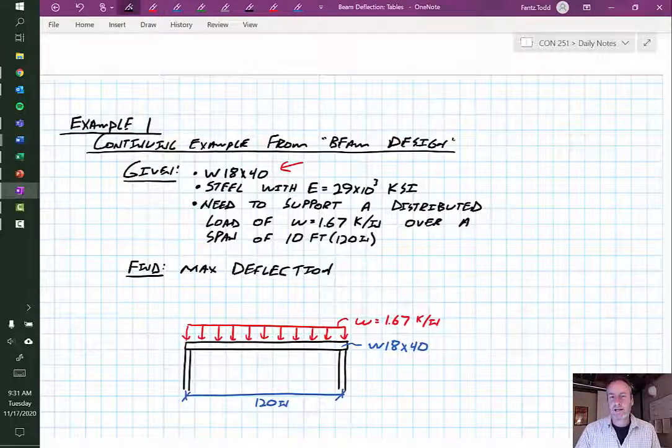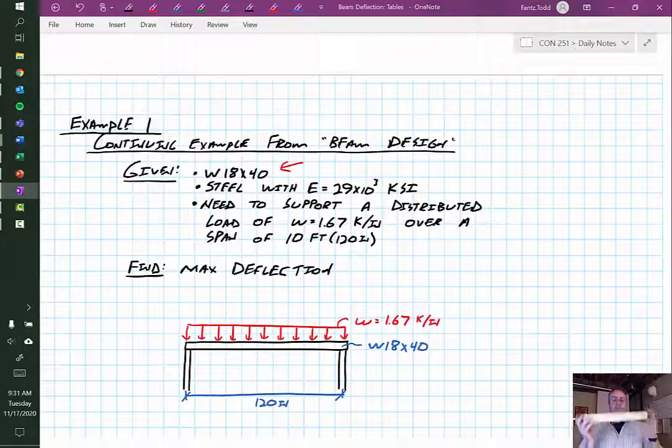The next step in the design process would be say, well, how much deflection is there? So going into this example, what does it say? We say we have this 18 by 40 I-beam, steel I-beam. It's steel. We have a modulus of elasticity of 29 times 10 to the third kips per square inch, that magic number I told you for steel. And we need to just support that same distributed load, 1.67 kips per inch over the 10 feet. What we want to find is the maximum deflection for this beam.